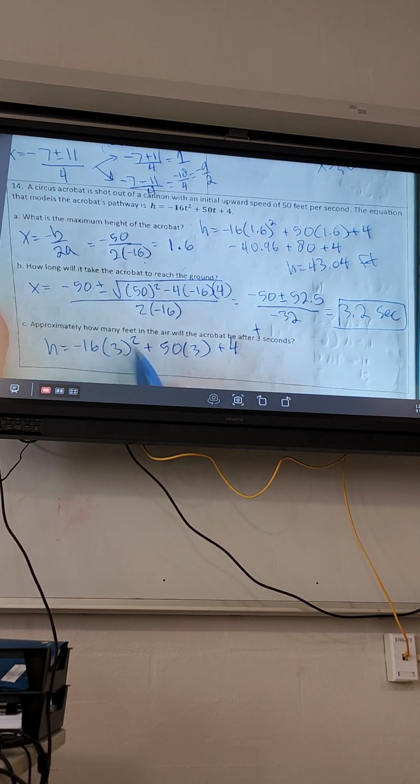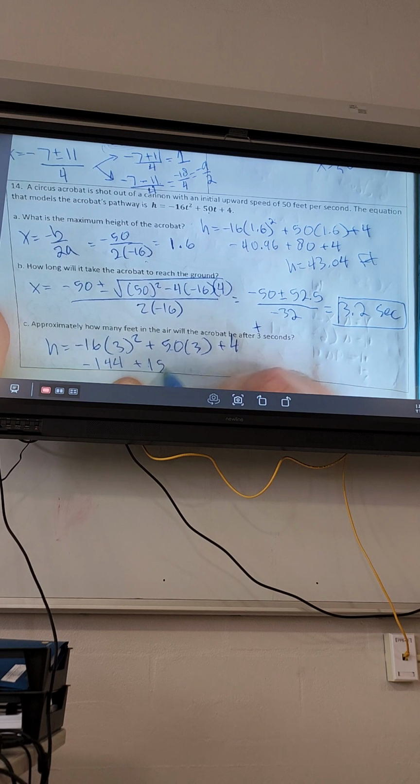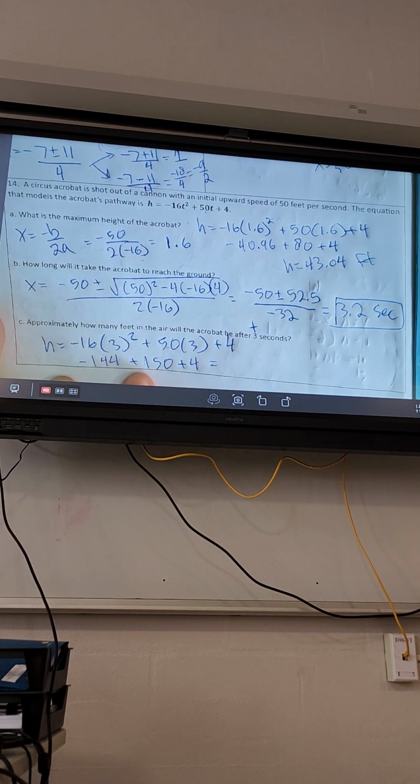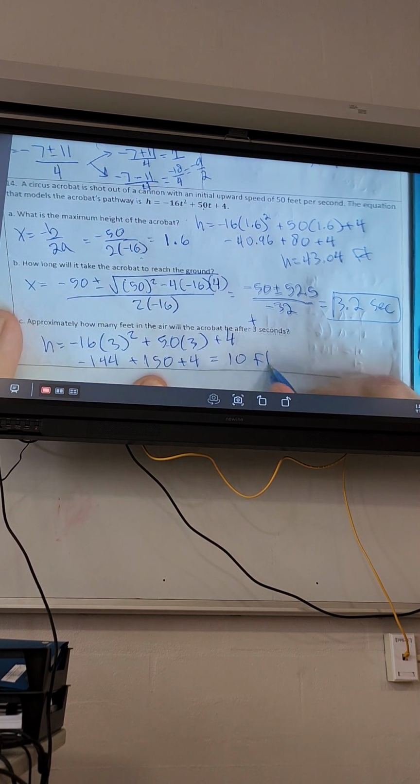So the whole number is going to be really easy. 3 squared would be 9. 9 times negative 16 is negative 144. Plus 50 times 3 is 150. Plus 4. Negative 144 plus 150 will be positive 6. Positive 6 plus 4 will be 10 feet.